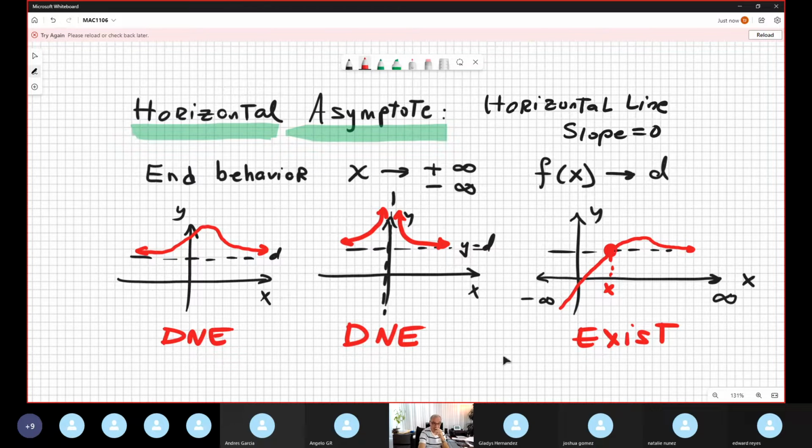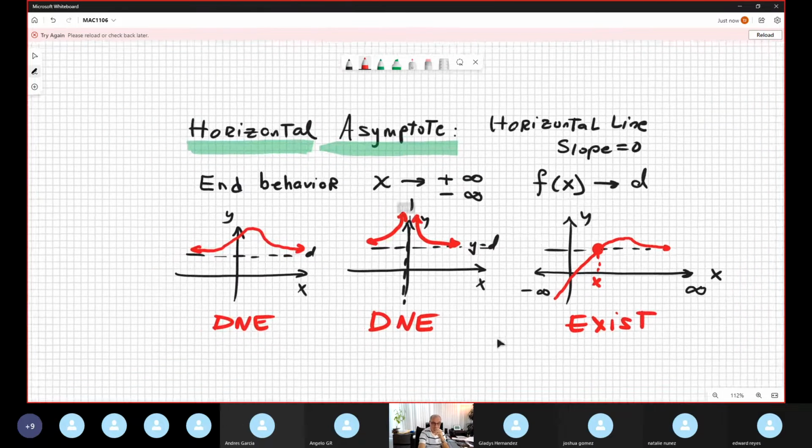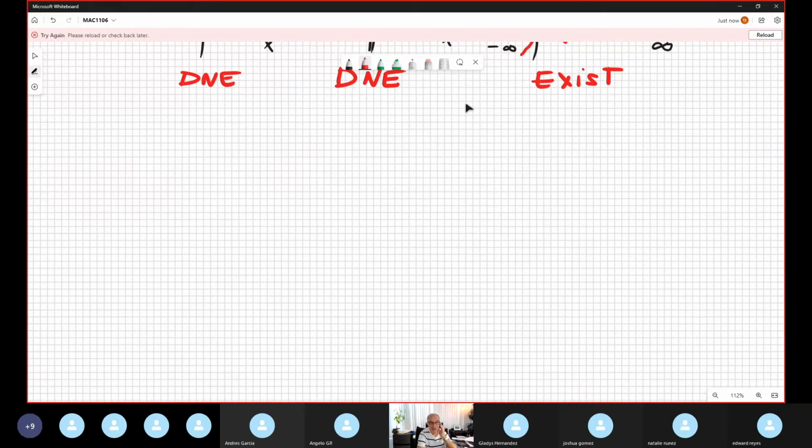So what is the analysis that you should do to investigate the horizontal asymptote? Okay, let's see an example. The example you see clearly.